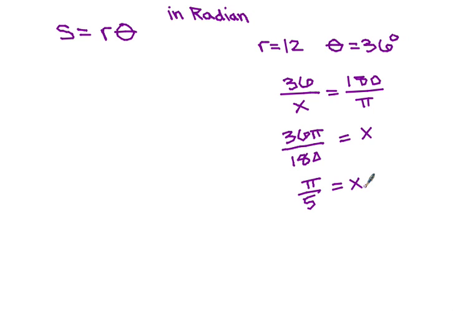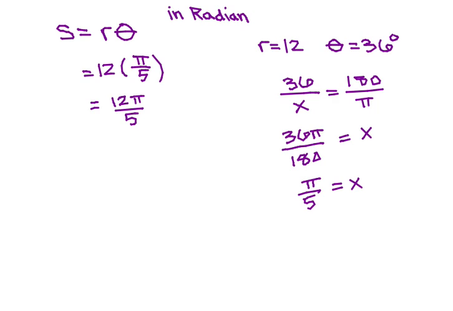Then we can type this into our arc length formula, so we'll end up with 12 times our pi over 5. And so the arc length, given this information, is going to equal 12 pi over 5. Which at this point, you can get a decimal approximation if you want, but you can also just leave it as an exact answer. Okay? Questions there?